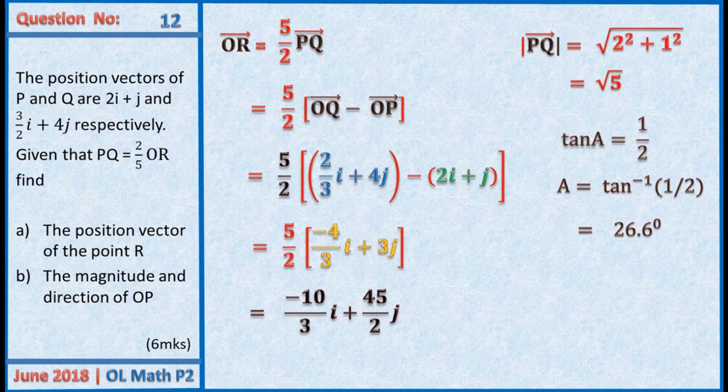If you are using Casio or any other higher calculator that uses shift, then the first thing you do is press shift, then tan, then a half. That gives you 26.6 degrees.